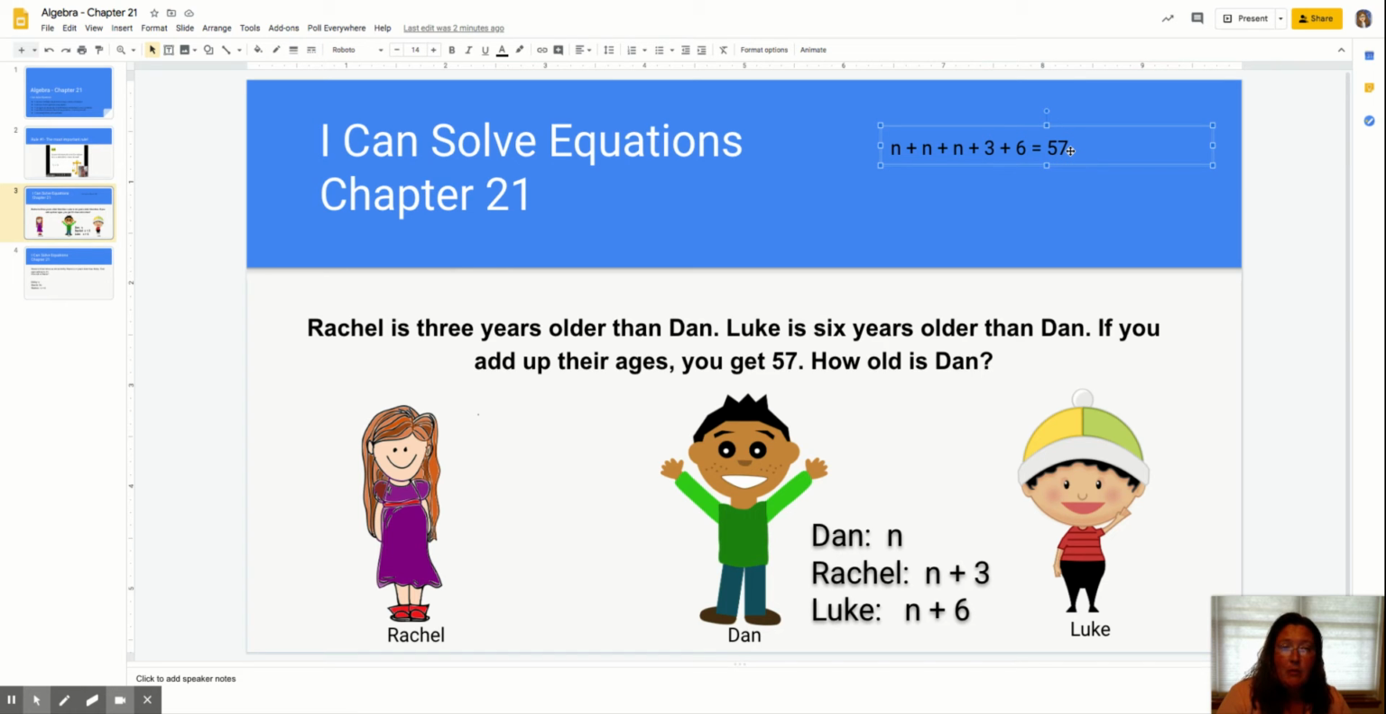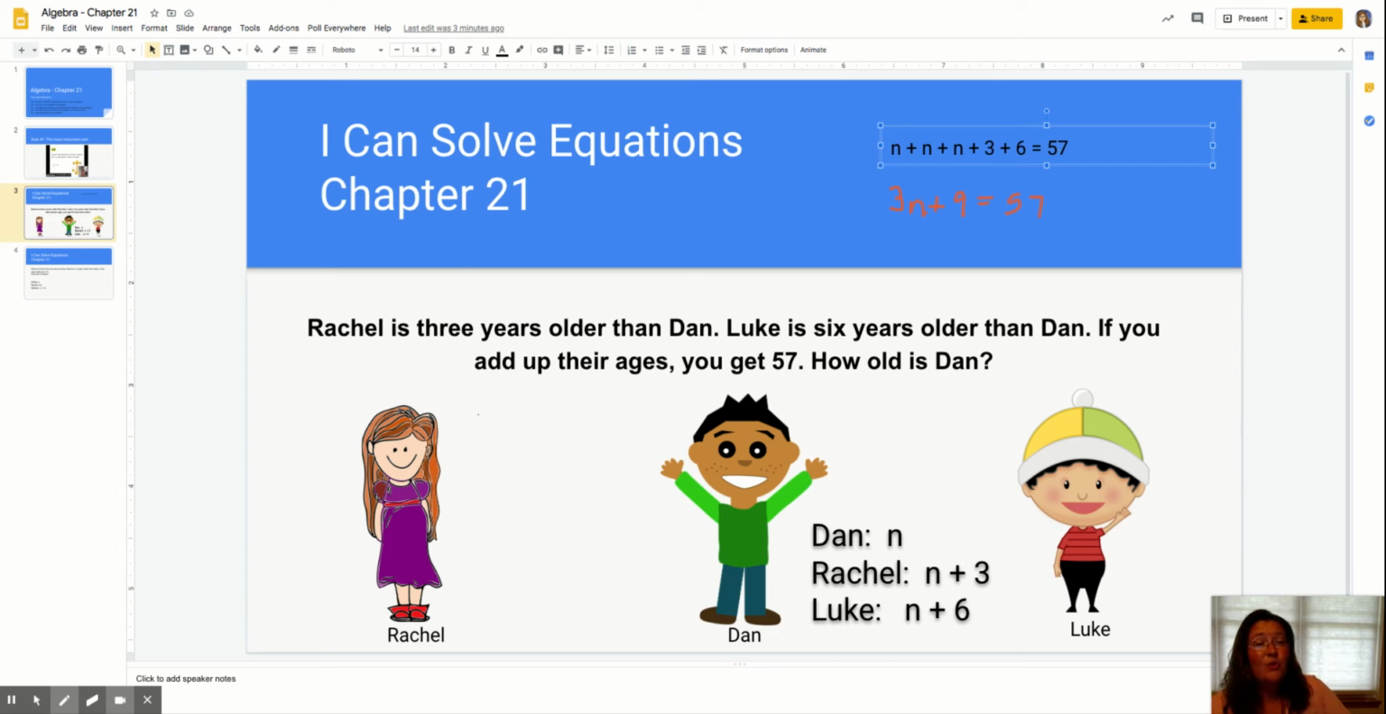Now I can make that problem look a little bit simpler. Let me grab my pen down here. I can make that equation look as 3n, or 3 times n, because I'm putting all those three together. And then I can take 3 plus 6, which I know is 9. So I end up with 3n plus 9 equals 57. Now, that is much easier to look at than all of this.